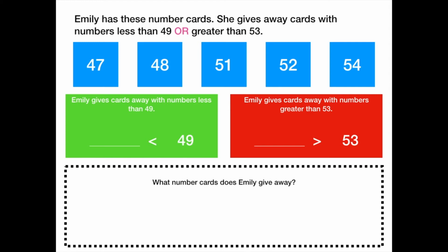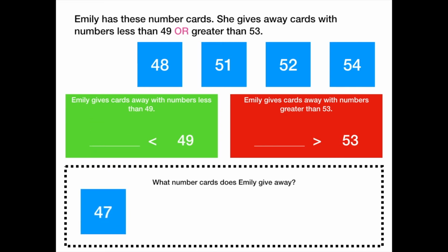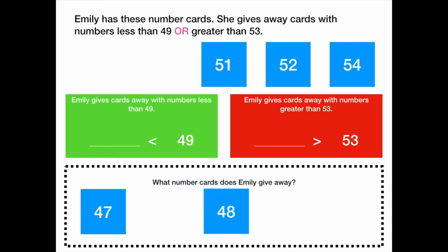The first number card is 47. Let's try that one first. Is 47 less than 49? Yes, it is. So if one thing is true, that is one of the cards Emily gives away. The next card is 48. Let's try it. Is 48 less than 49? Yes, it is. So one of those things is true. That is one of the cards Emily gives away.